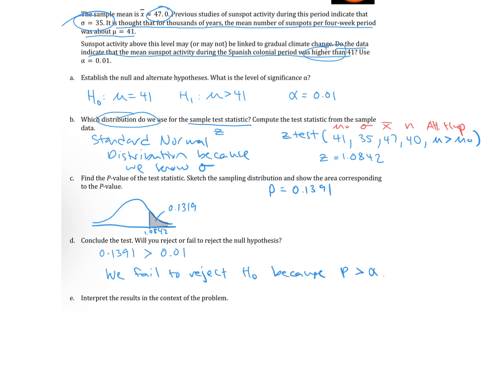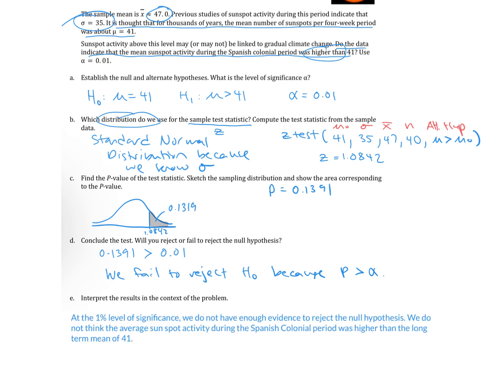And then we have to interpret our results in the context of the problem. At the 1% level of significance, we do not have enough evidence to reject the null hypothesis. We do not think the average sunspot activity during the Spanish colonial period was higher than the long-term mean of 41.